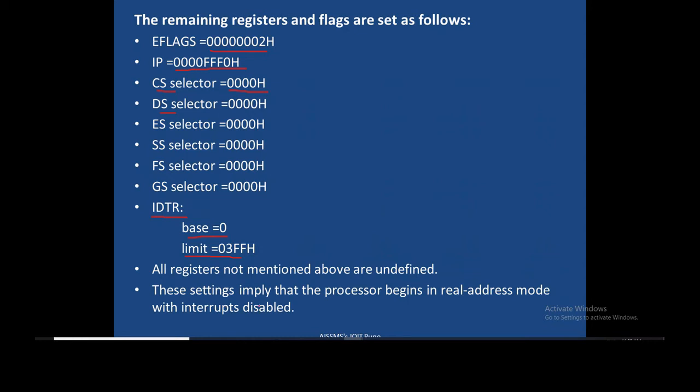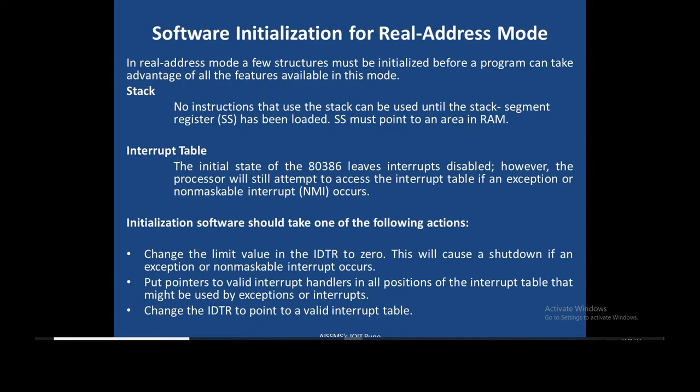Okay. So whenever the 80386 starts, the processor begins in real addressing mode with interrupts disabled. All the interrupts are disabled at the starting point. Then, as I said, it starts in real addressing mode.